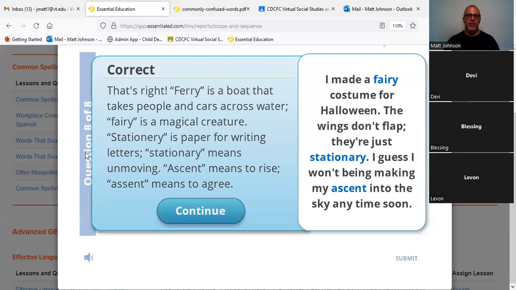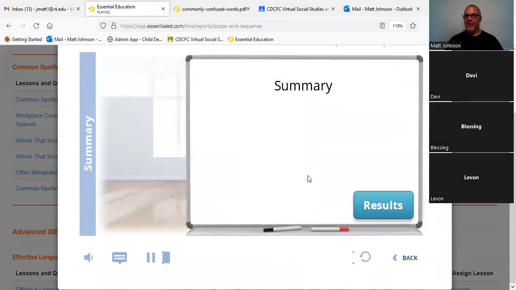Fairy is a magical creature. Stationery, E-R-Y, is paper for writing. A-R-Y means unmoving. And a ferry is a boat that takes people across the water. Or it can also be used as a verb, like ferrying, is like the act of transporting something. They ferried airplanes across the Atlantic Ocean during World War II, right? That would be an example of use as a verb. But either way, different than the magical creature.